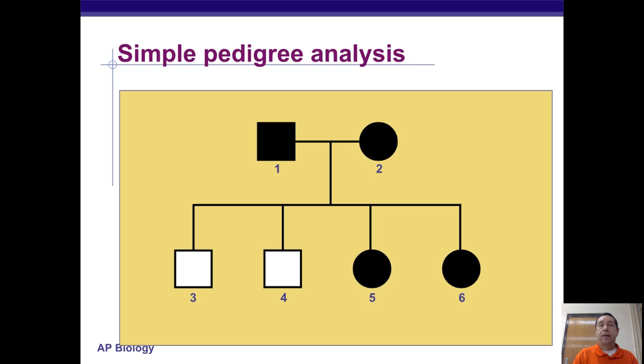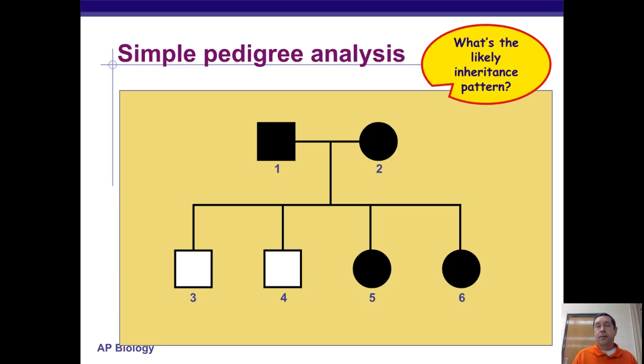In pedigree analysis, there's a couple things you need to know. Squares are males, circles are females. If it's filled in, that has the trait we're studying. If it's not filled in, then it doesn't have the trait we're studying. So what's the likely inheritance pattern here? Well, we see that both parents have the trait. Some of the children have the trait. Probably likely that this is a dominant trait. But we'll talk about how you figure that out later.